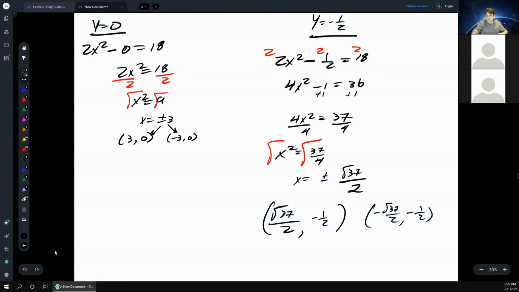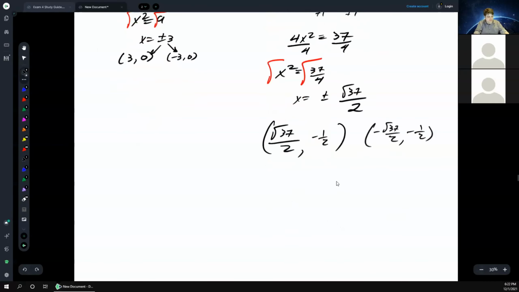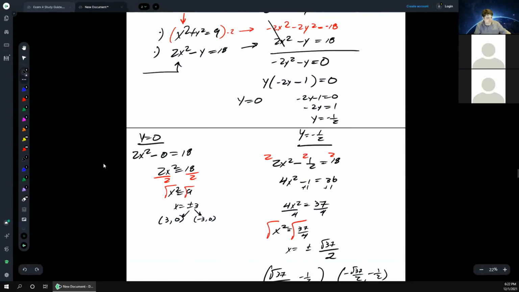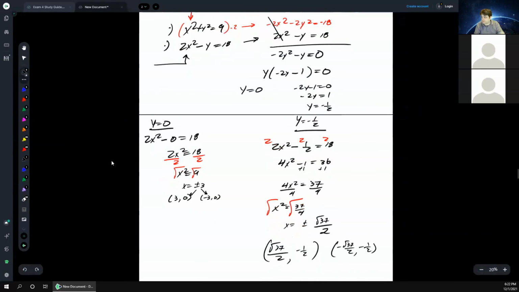All right, so there we have an example using elimination. And let's see, can I zoom that all the way? There we go. Any questions on this one? All righty.